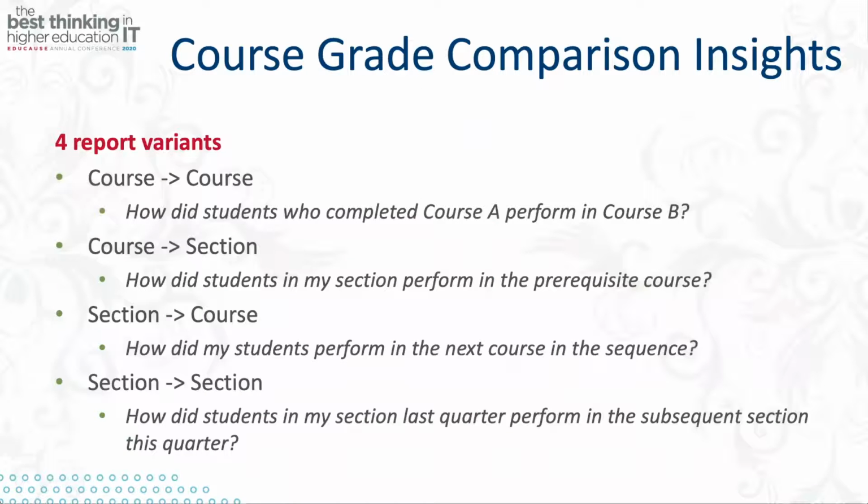We provide 3 other variants of this report. So I showed you variant 1, which was course to course. The other 3 that we provide are course to section, which is how did students in my section perform in the prerequisite course. And then section to course, how did my students perform in the next course in the sequence? And section to section, how did students in my section last quarter perform in the subsequent section this quarter?